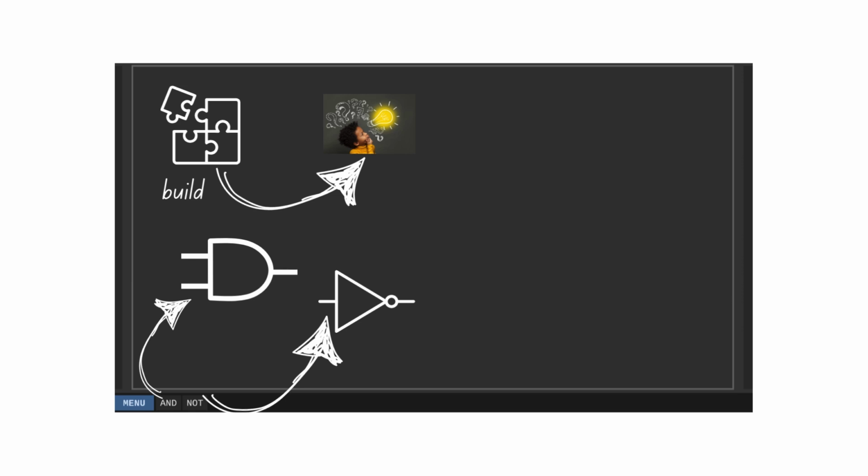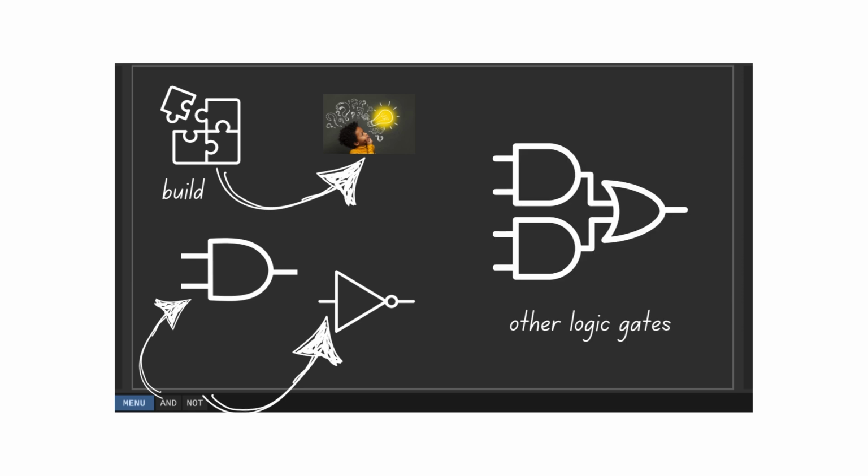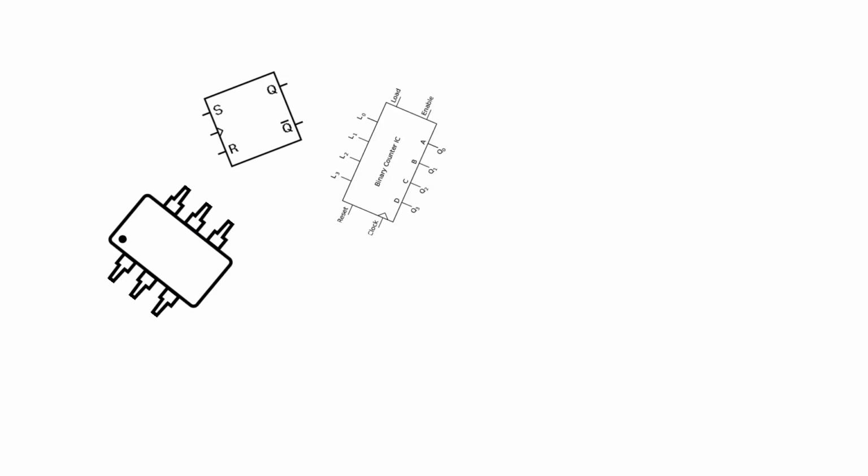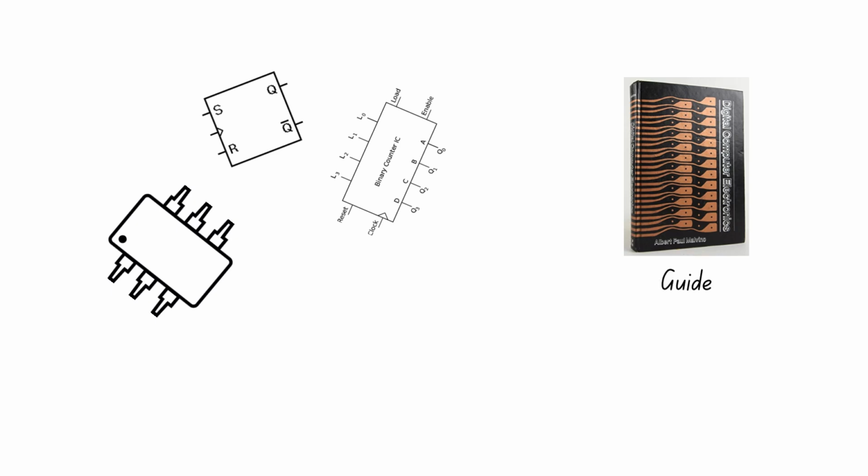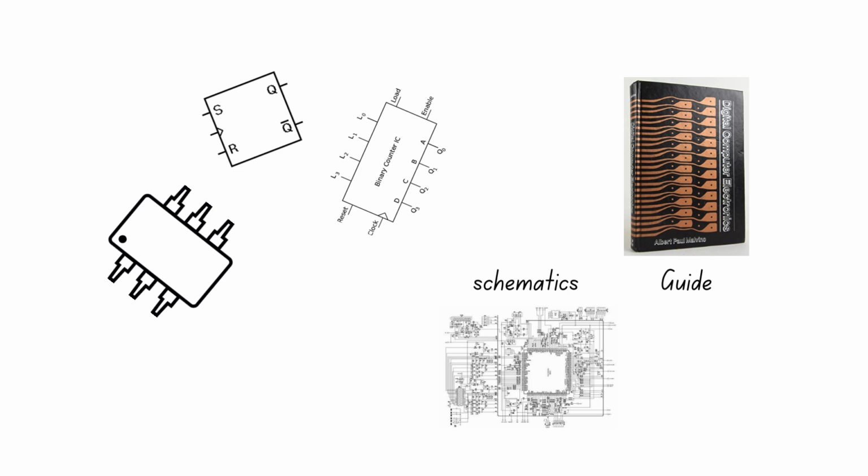From here, I built other logic gates and then constructed more complex components, like flip-flops, registers, and counters. I was using this textbook as a guide, called Digital Computer Electronics by Paul Malvino. This is where I obtained the schematics for constructing this computer.